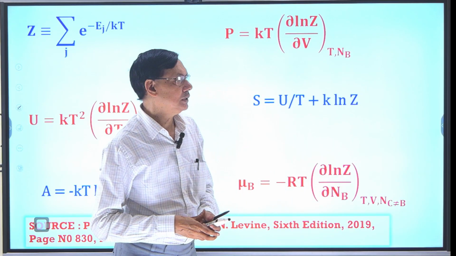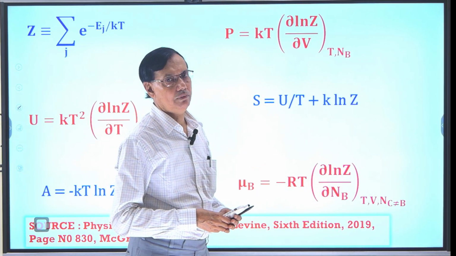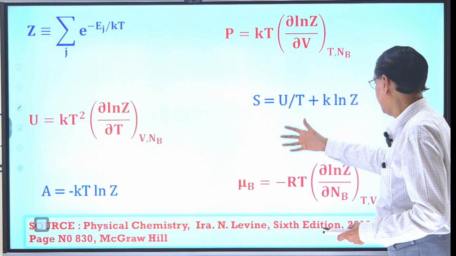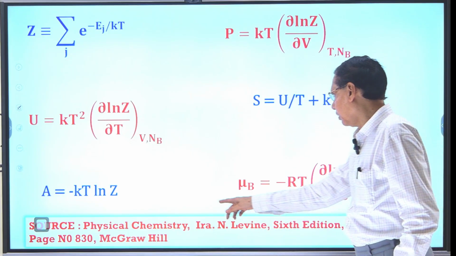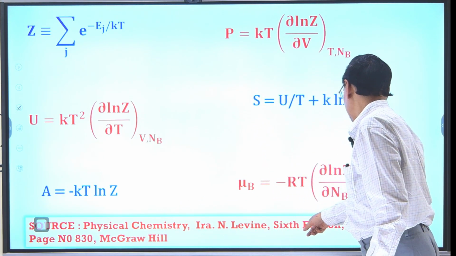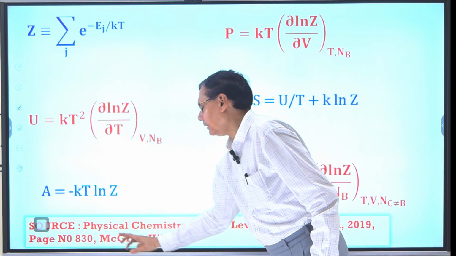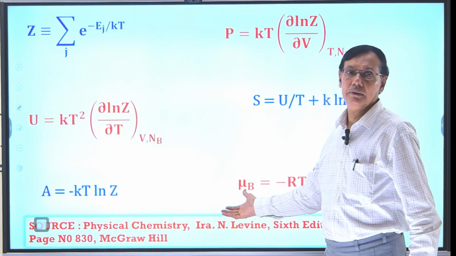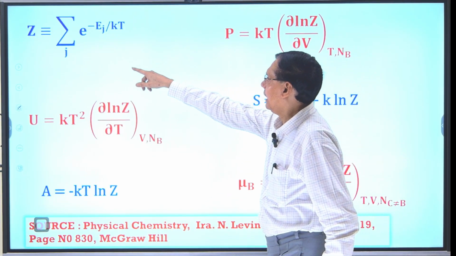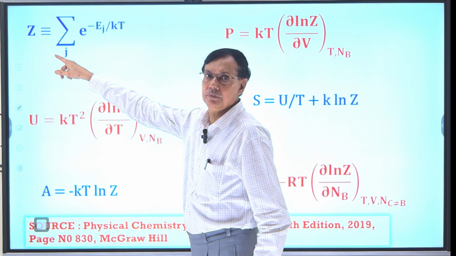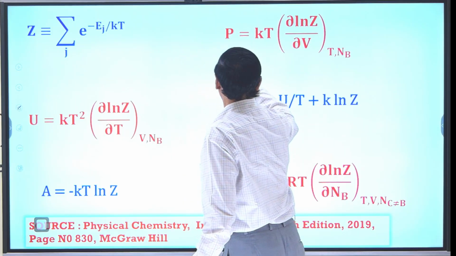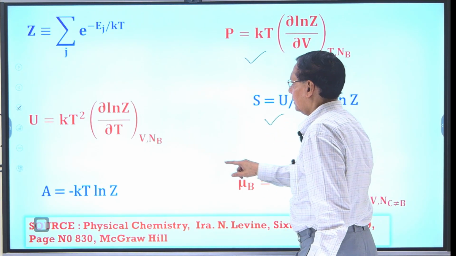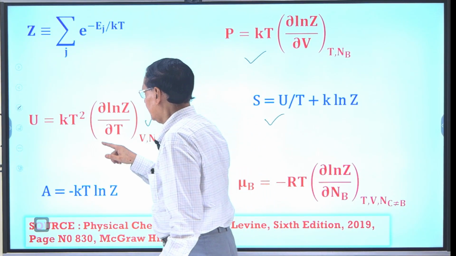Because most students referred to Atkins or Levine, I am deliberately showing formulas of different thermodynamic parameters from the book of Physical Chemistry by Levine, 6th edition, page number 830. You should always refer to the new edition, although I am using the 6th edition. You will see the same formula is there because they are using Z. So Z, E, kT, then this is the pressure, this is the entropy, this is internal energy.